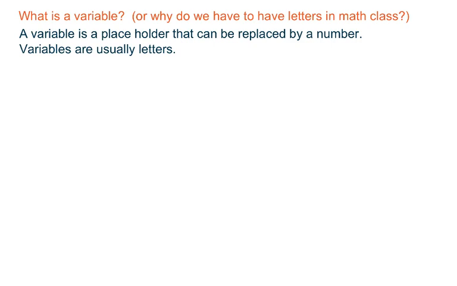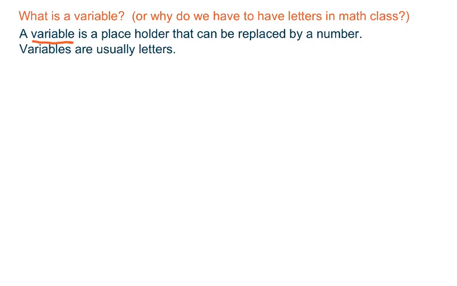The letters are actually called variables. A variable is a placeholder that can be replaced by a number. And we usually represent variables by letters.